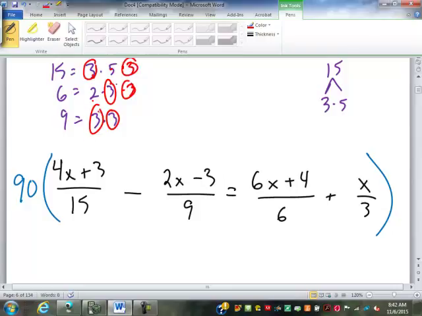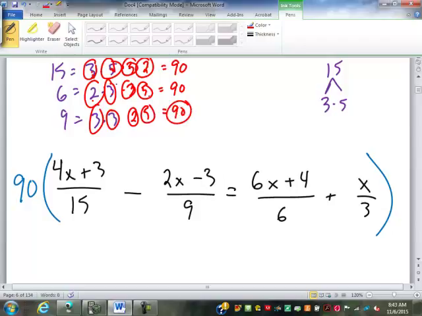Does that make sense? This one has a 2. These two need a 2. So now they all have that 2. This one has a 5, so these two need a 5. Now they all have a 5. Now all of them have all of the same factors. 3 times 5 is 15, times 3 is 45, times 2 is 90. 2 times 3 is 6, times 3 is 18, times 5 is 90. 3 times 3 is 9, times 2 is 18, times 5 is 90. 90 is the least common multiple.